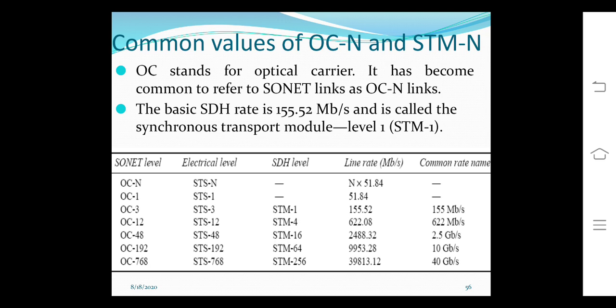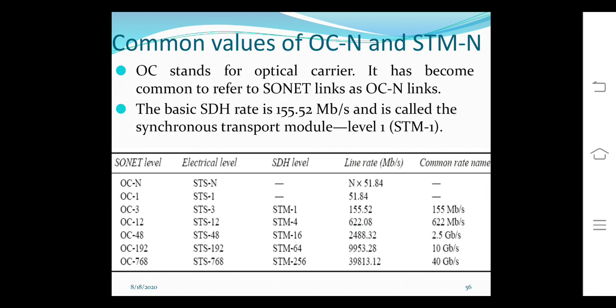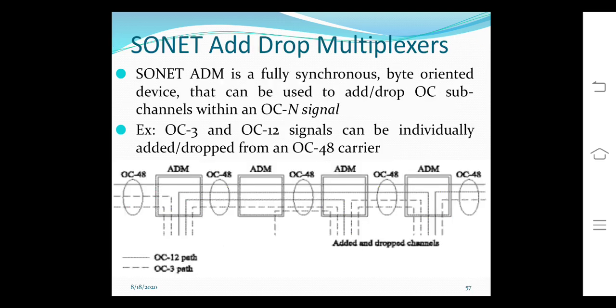Here different SONET levels and the corresponding electrical levels and their data rates are given. For an OC level of 192, the corresponding STS level is STS-192, and in SDH it is STM-64, and the line rate is 9953 Mbps, so the common rate is around 10 Gbps. In this way it will be transmitted for each level of SONET.